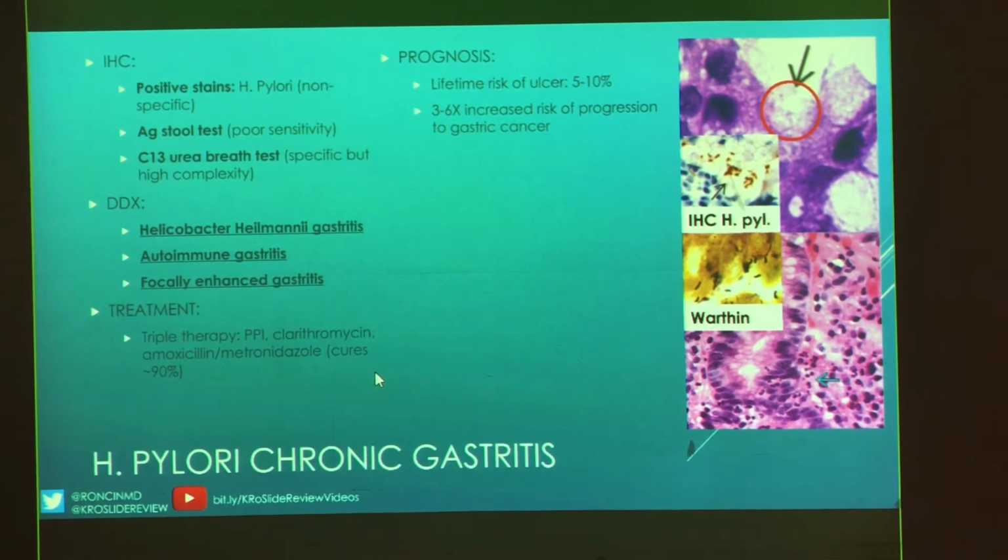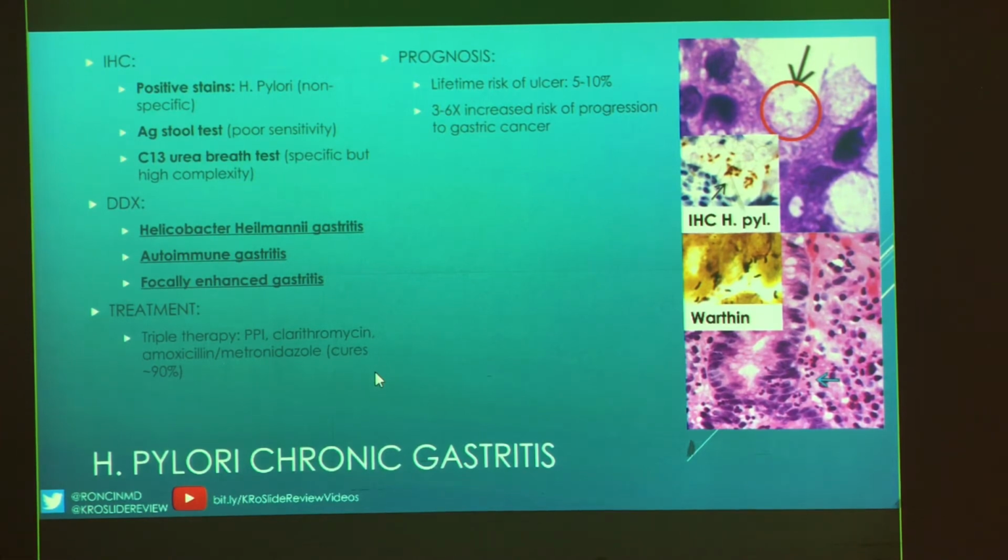Your differential would include Helicobacter heilmannii, which instead of being short curved rods, are corkscrew and longer, but they will also stain with H. pylori stain, so you have to keep that in mind. You need to consider autoimmune gastritis as well as focally enhanced gastritis.